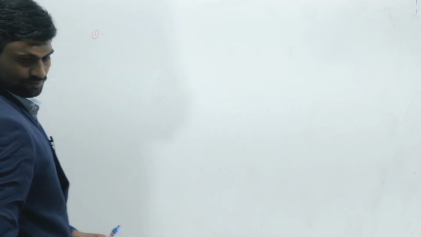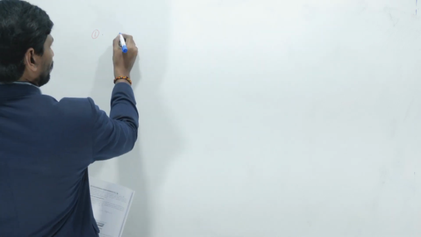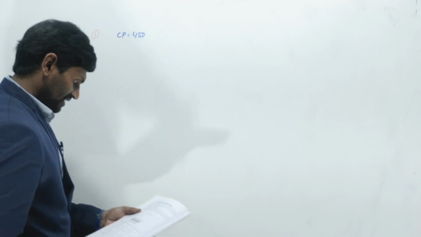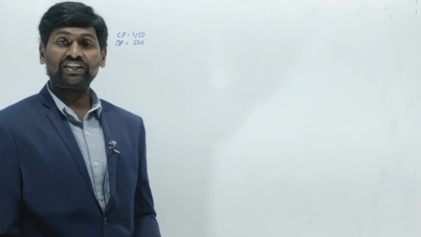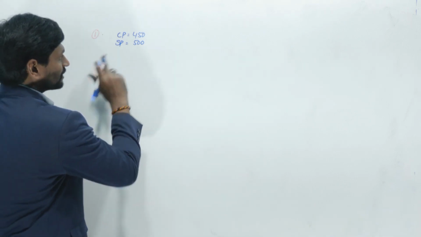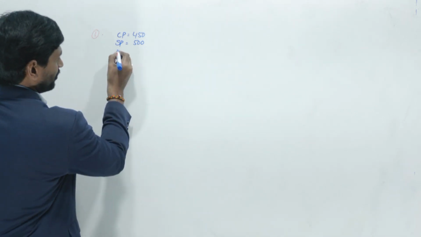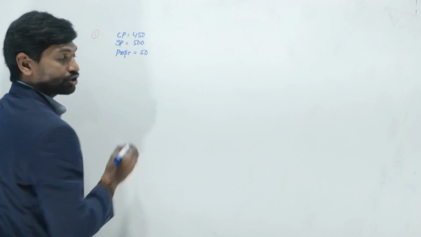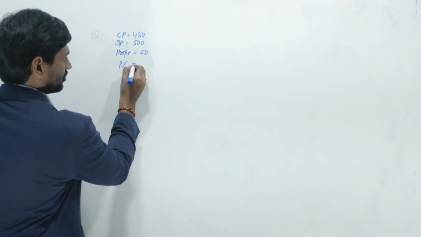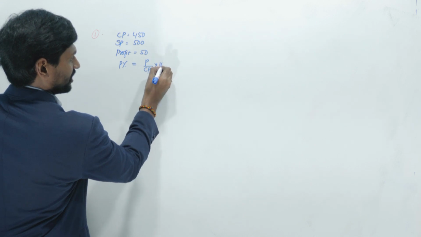First problem. If an article is purchased for 450 rupees, purchasing means buying, and buying means cost price. So the cost price of an article is 450 rupees and it is sold for 500 rupees. Sold means selling price 500 rupees. So we need to identify the profit or gain percentage. Selling price is more than cost price, yes. How much profit did you get? 50 rupees.